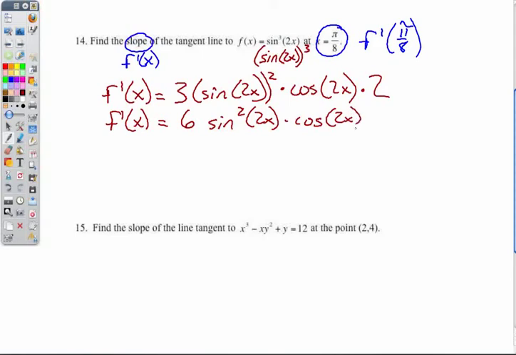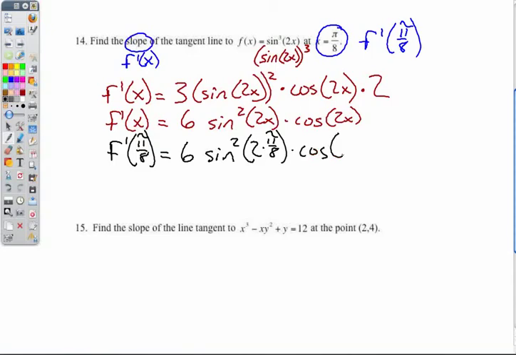Now that we have the derivative, we can plug in our value of pi over 8. So we're going to have 6 times sine squared of 2 times pi over 8 times cosine of 2 times pi over 8. Well, pi over 8 times 2 is really just pi over 4. That's pi over 4, this is pi over 4.